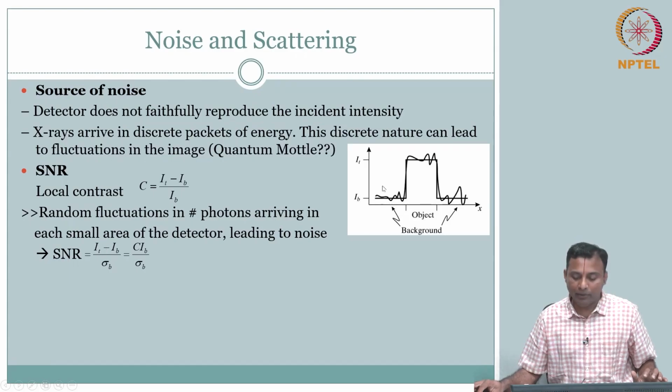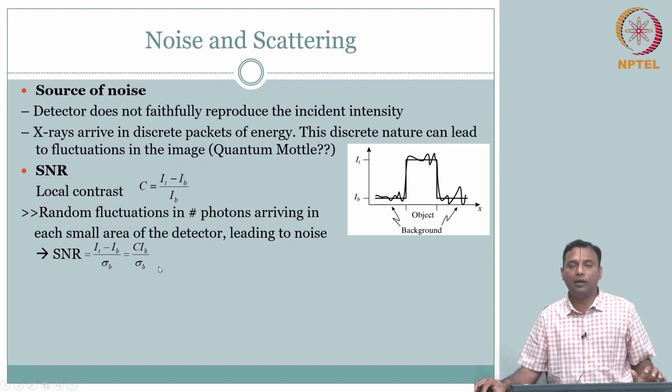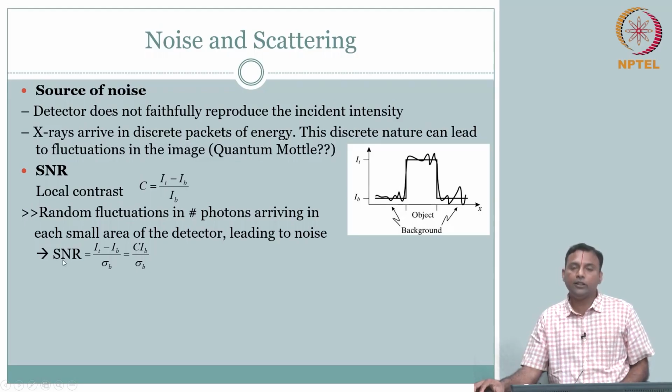IT minus IB captures your local contrast. Of course, the local contrast is normalized by IB here, but we want to capture this difference. So your signal is IT minus IB, your noise is sigma of B, whatever is the background fluctuation. I know IT minus IB is the local contrast that we had defined. So we could write your signal to noise ratio in terms of the local contrast, C times IB by sigma B.